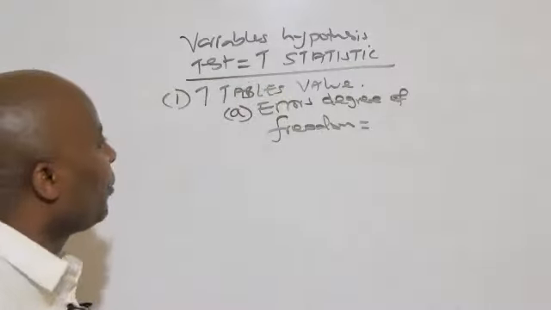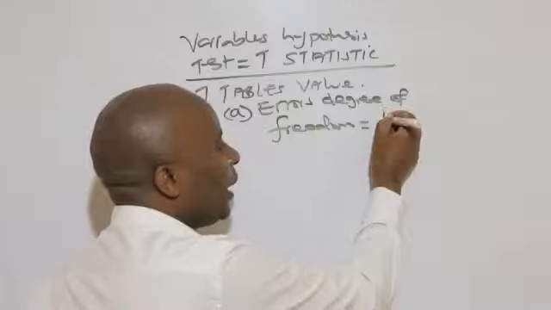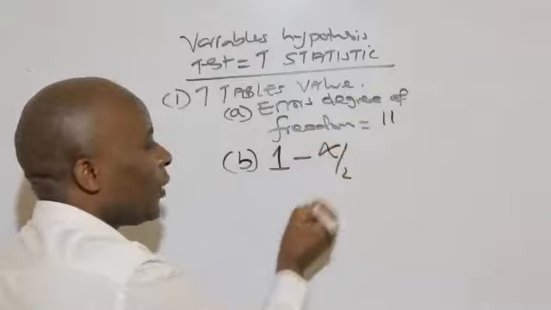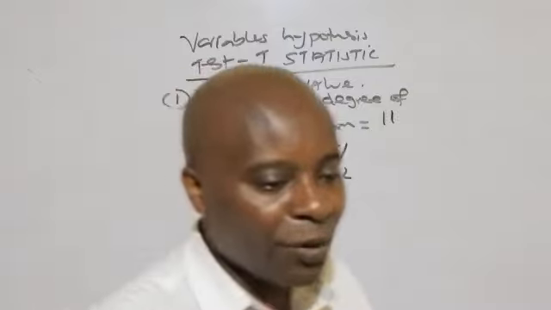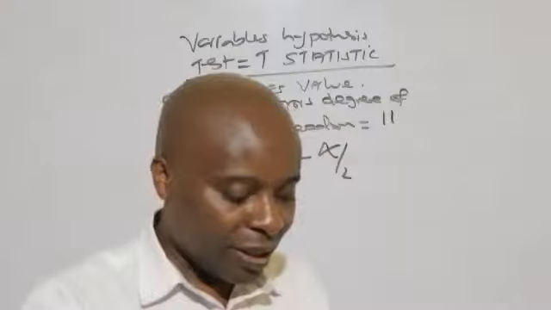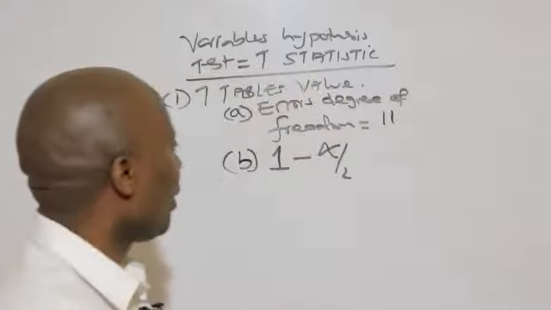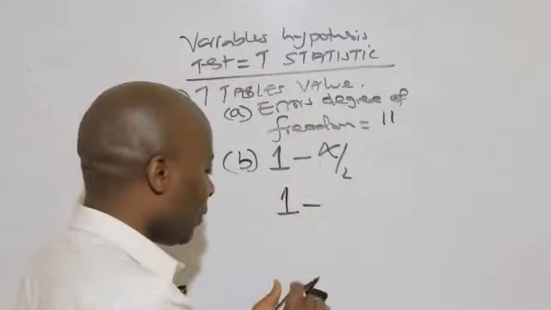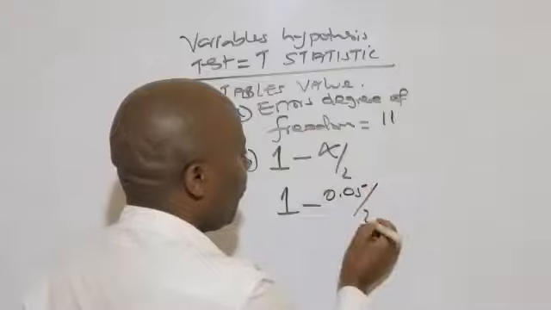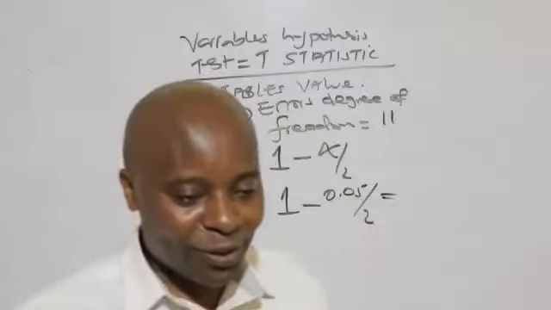So we have here the t-tables value. The error degrees of freedom are 11. And then number 2, I need this concept of 1 minus alpha over 2. Are you able to see the alpha? Remember, alpha is the significance level. Here the level of significance is 0.05, so 1 minus 0.05 divided by 2.